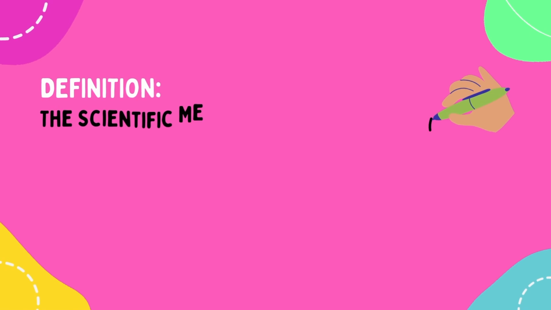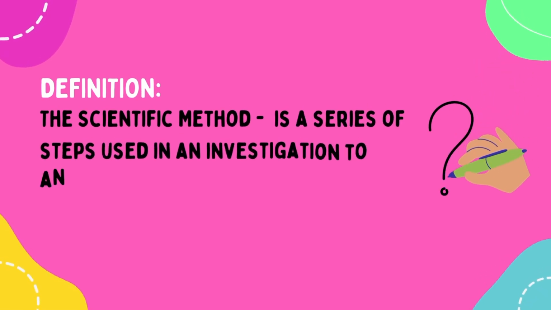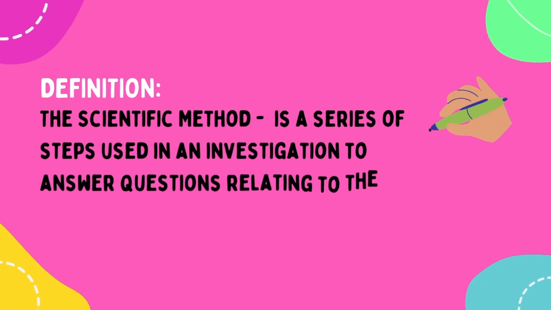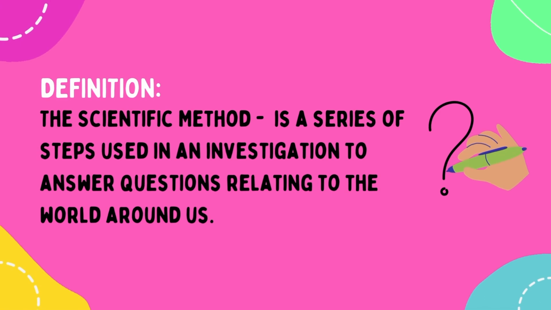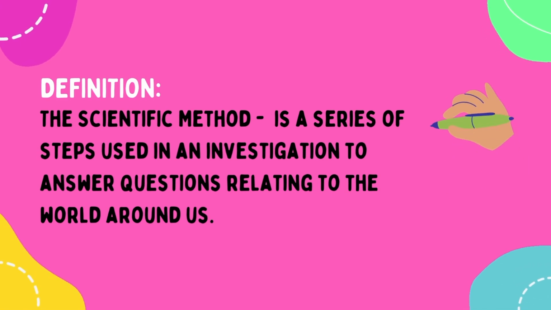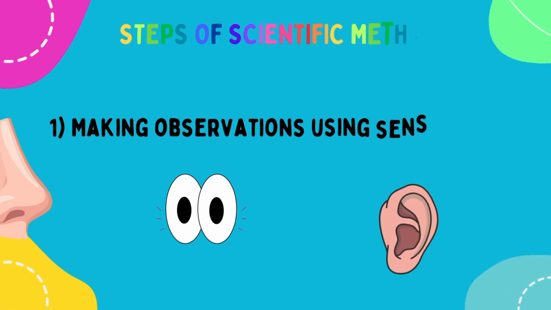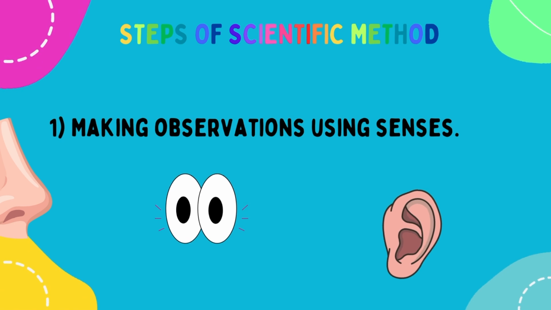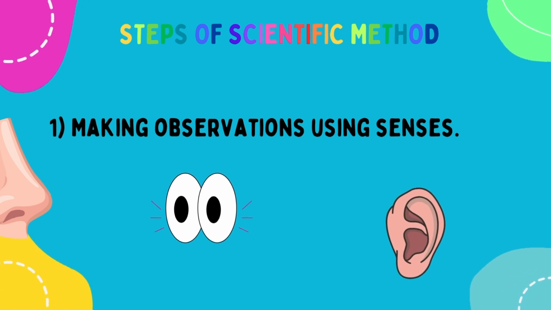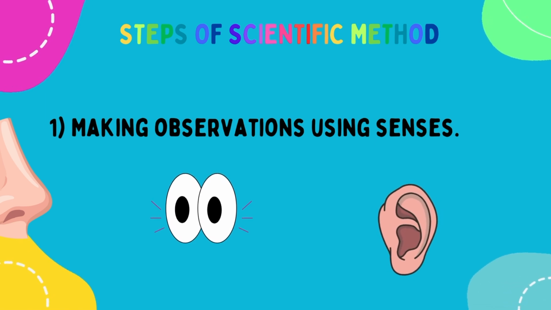Then we're going to look at the definition for the scientific method. It's a series of steps used in an investigation to answer questions relating to the world around us. We have to talk about the steps of the scientific method in the order in which they occur. That's a common question. Step number 1, and we will go into these in a bit more detail, is making observations using our senses, such as our sight, our hearing, our smell and our taste. From those observations, we can come up with questions that we want answered relating to the world around us.